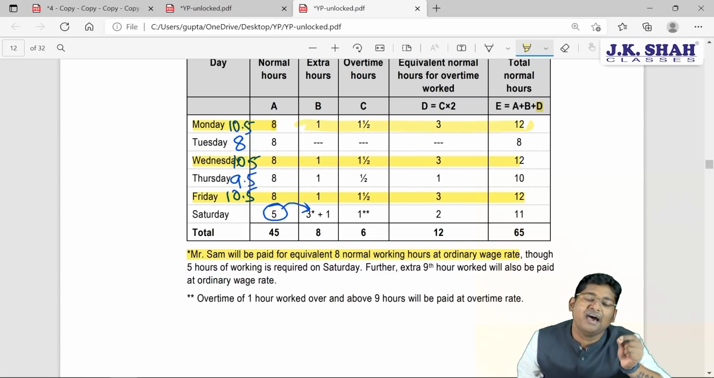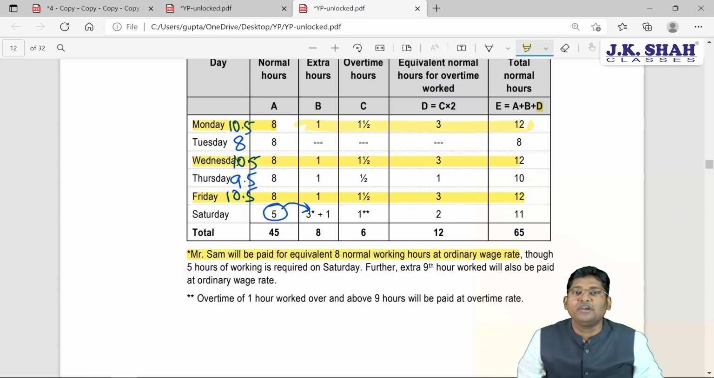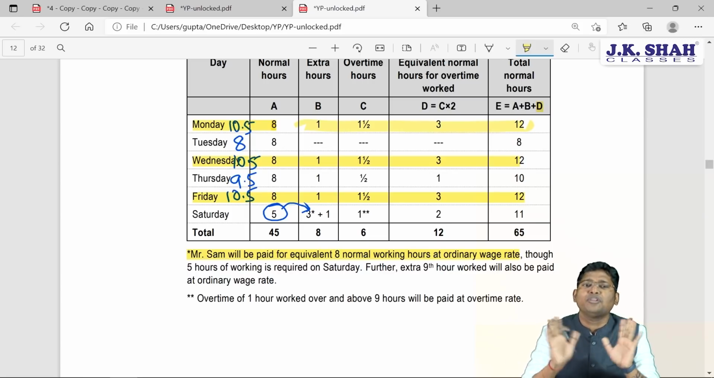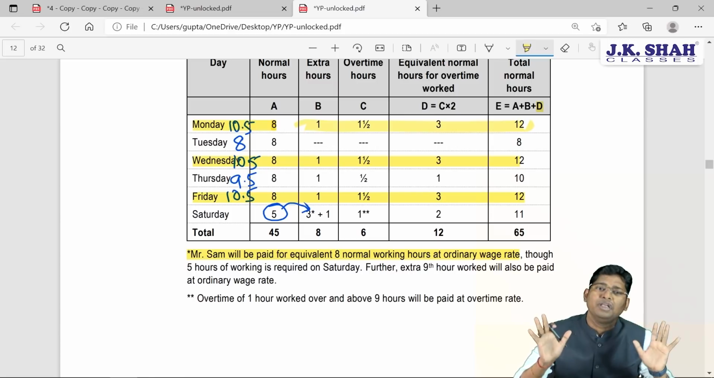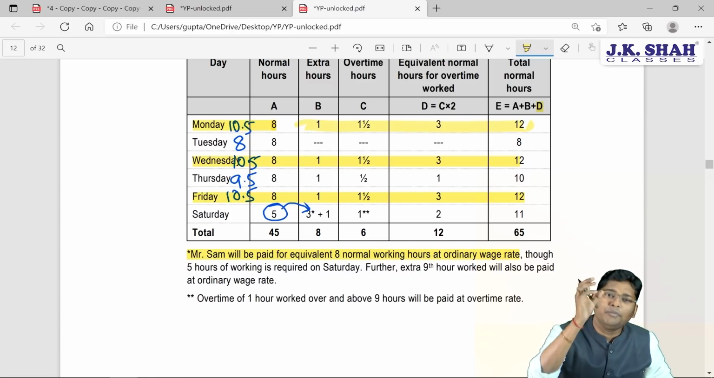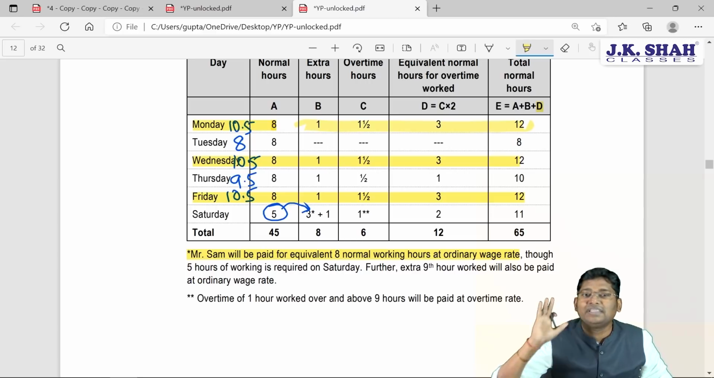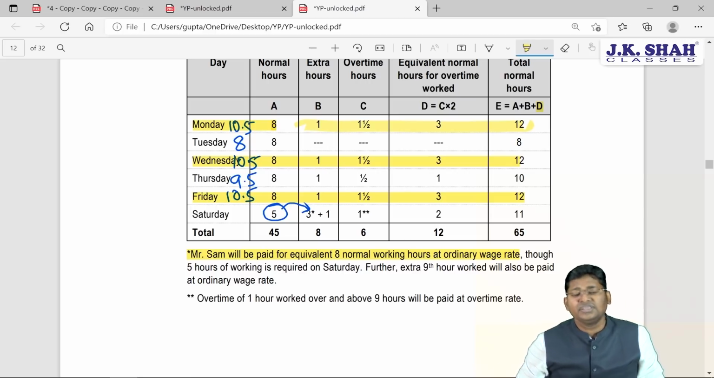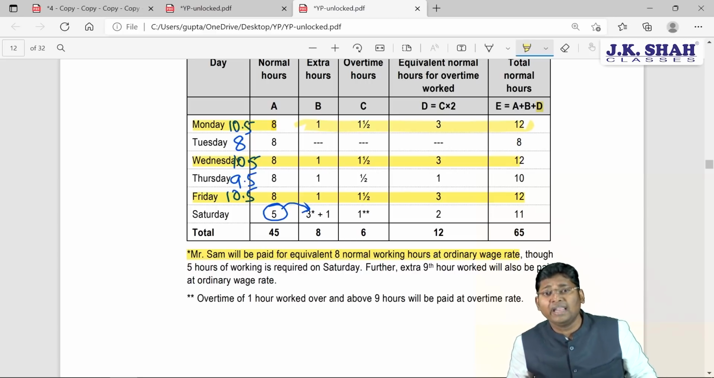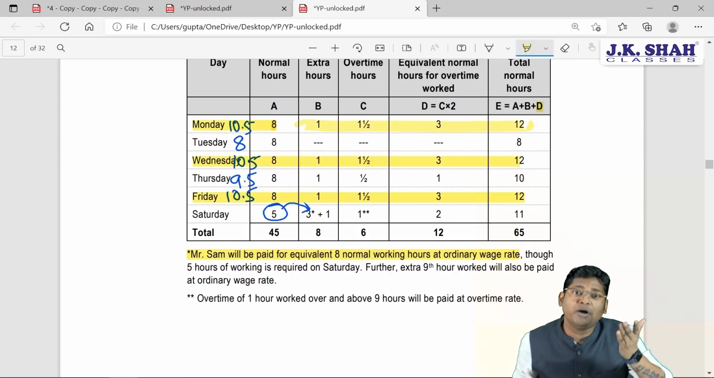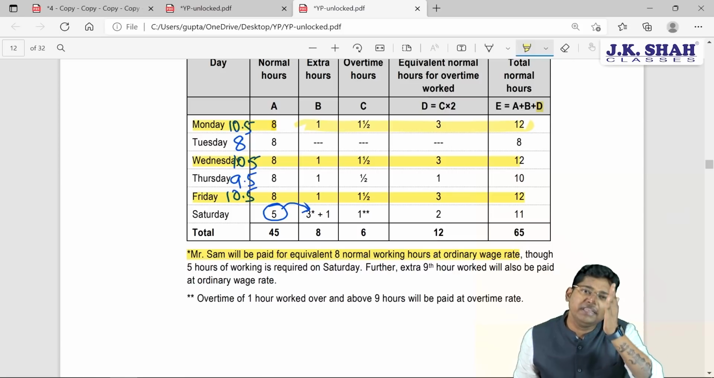That's why these 3 hours we have recorded in the ordinary column, that is the extra column, because we are not going to pay double amount to him. We will be paying the same amount, basic wage rate amount to him. That's why 3 hours I have taken under extra. Sir, if we take this 3 hours in overtime, in that case you need to pay double amount, no? That is why first record the maximum possible things in the extra column.